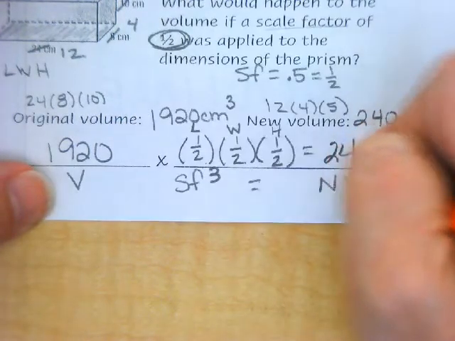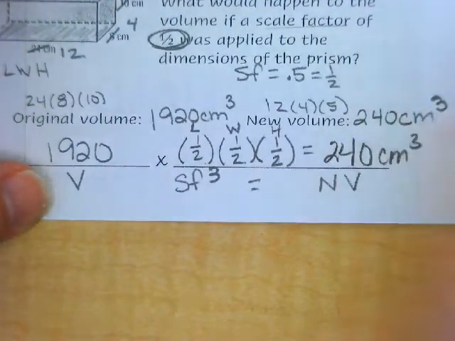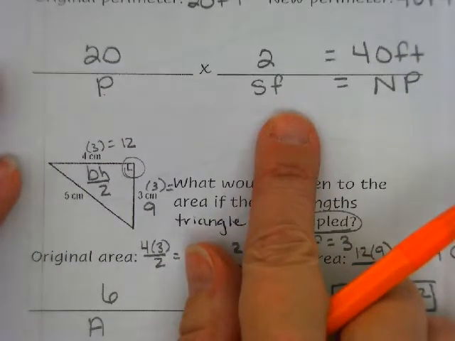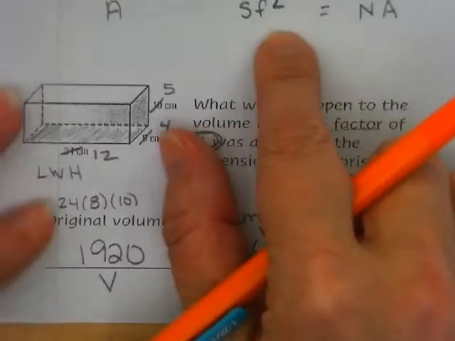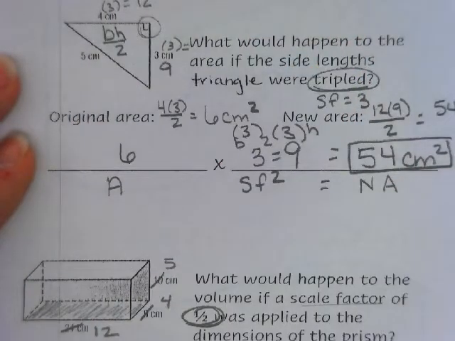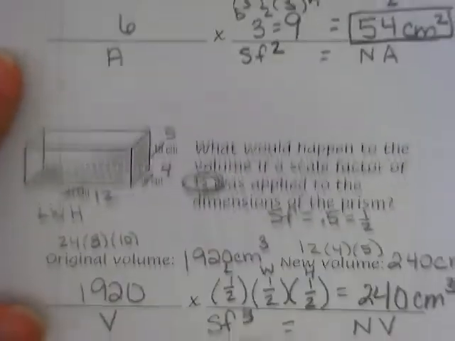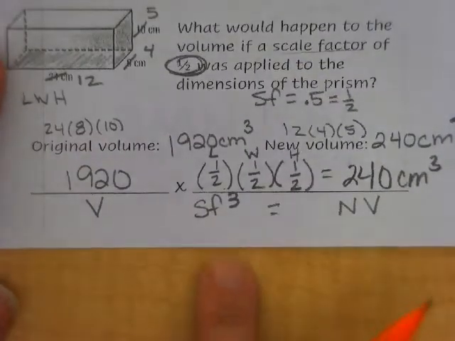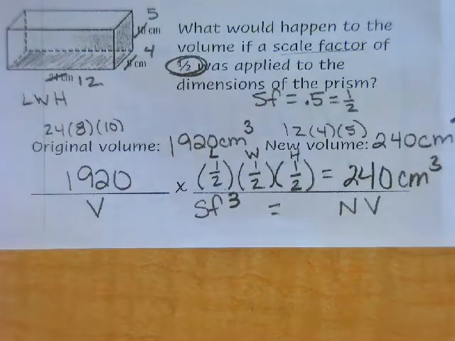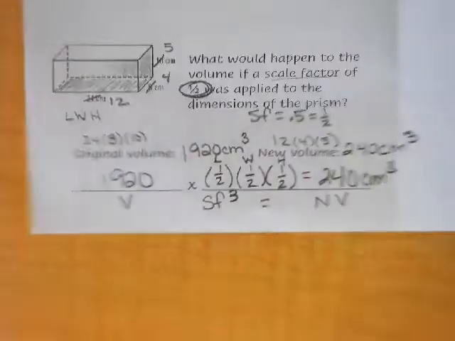So the thing I need you to take from this is, here we apply the scale factor once because the units are just the units. Here we applied the scale factor twice because area is base times height, units squared, right? Volume 3 times because it's 3 dimensions.